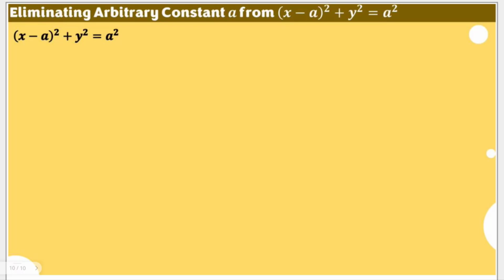Let's eliminate the constant a from this given equation, and let's use the concept of derivatives in order for us to find ways to remove the said constant a. Let's start by taking the derivatives of both sides of the equation. So that would mean, and take note that this is with an exponent, so we're going to take the derivative of that by using the chain rule.